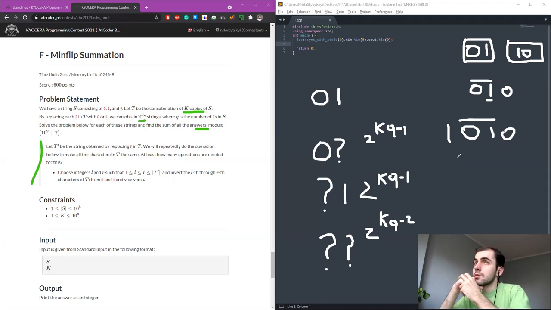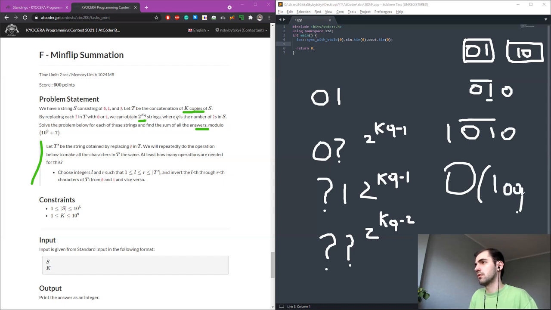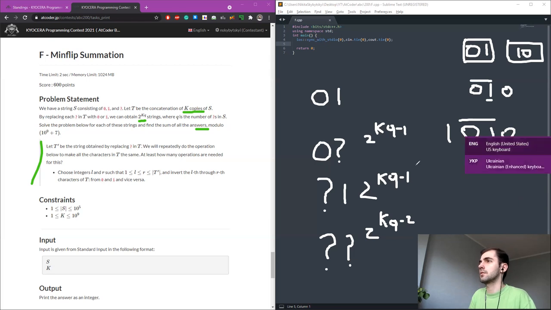There are still some issues. Or there are no issues. No, okay, because there are only these powers of two, we can pre-compute each of them in, I don't know, log of kq, which is small enough. And we count.